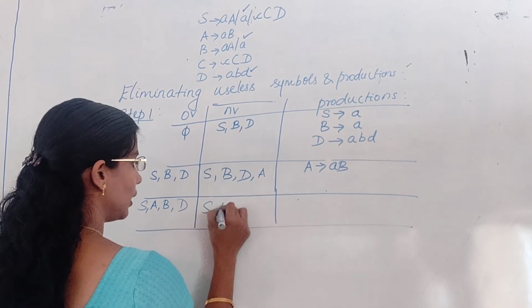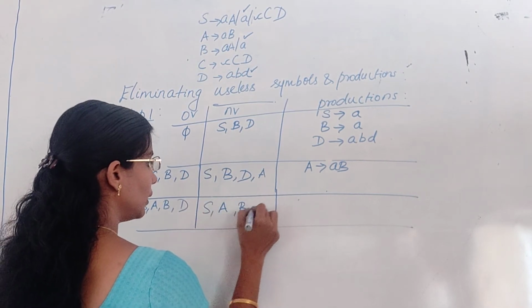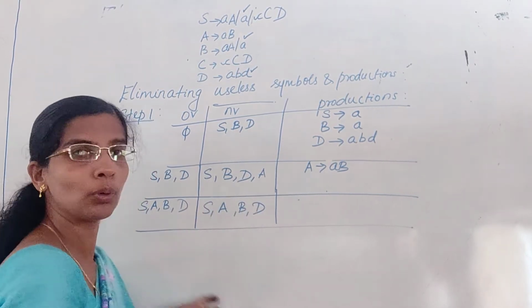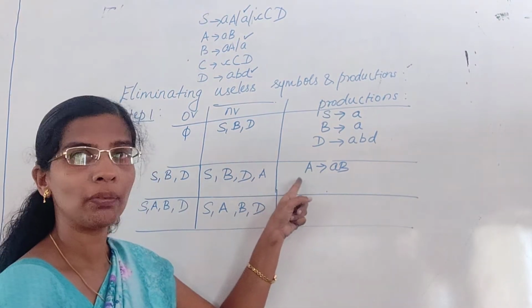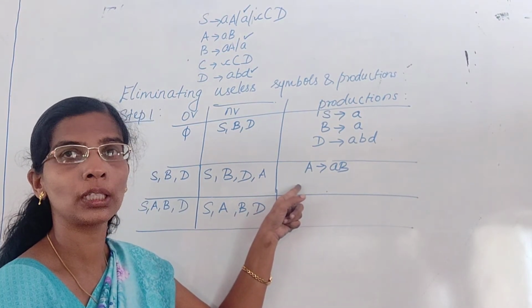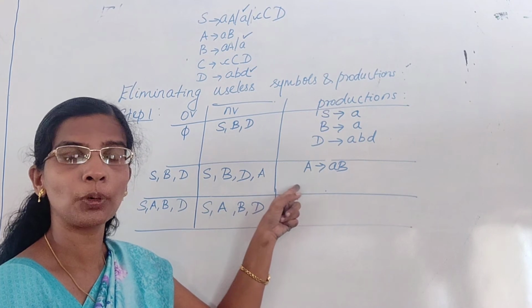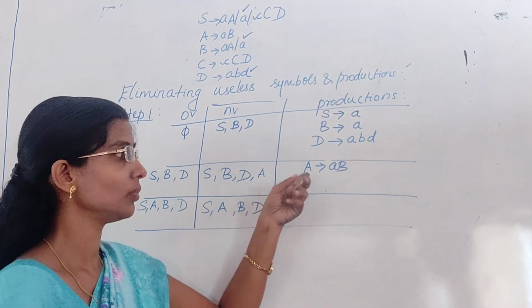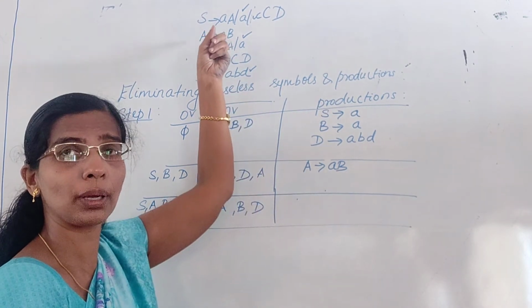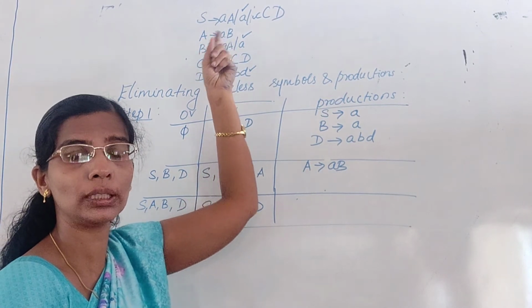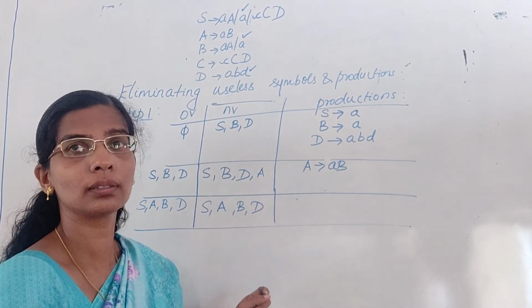Right? S, A, B, D. Next, what should I do? In the previous row, I got a few new productions, right? Using these productions, substitute them in the remaining productions and check whether you get only terminals in the RHS.